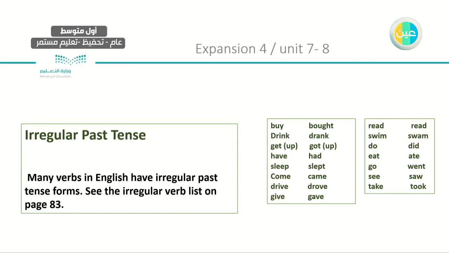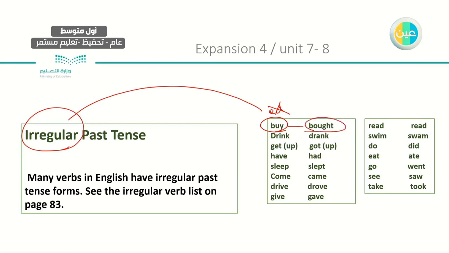So here, for example, the verb buy, this is the base form, in the present, sorry, and the past form is bought. We don't add ed. Why? Because this is an irregular verb. We don't add ed to an irregular verb. We change the form, for example, buy, bought.